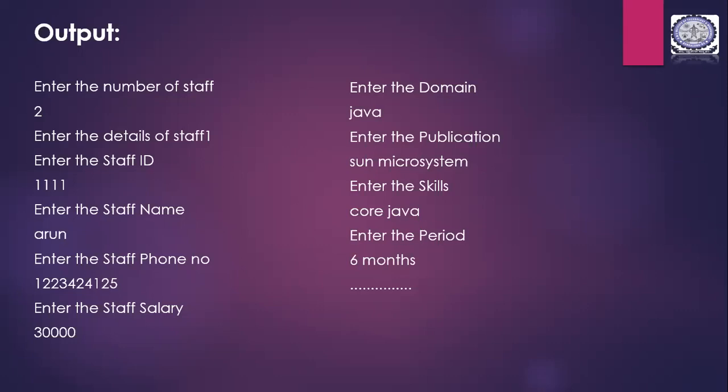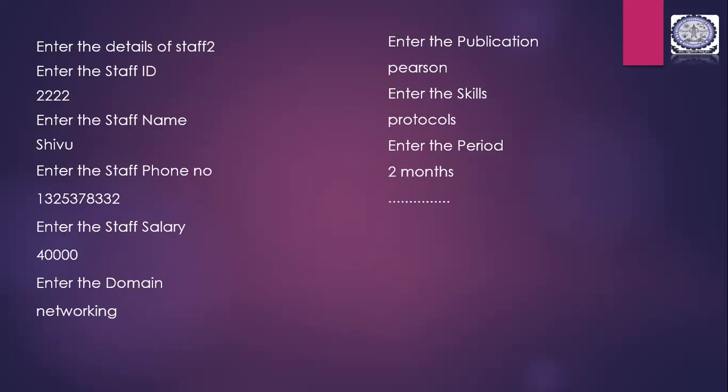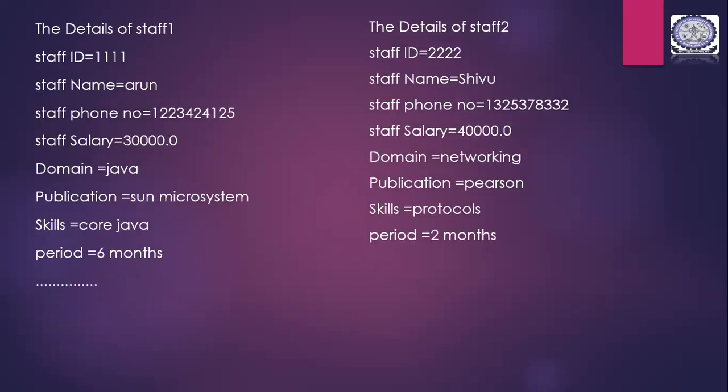When you give it as string, you can have a space also, you can have a number, or you can have alphanumerical characters. Hence, you have taken it as string. Okay, so the details of the two staff are displayed here. Right. So that was your 2A.